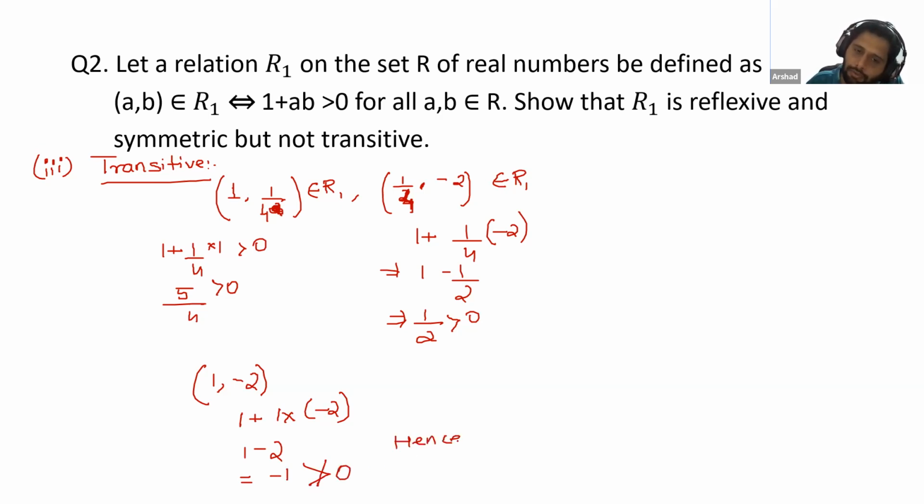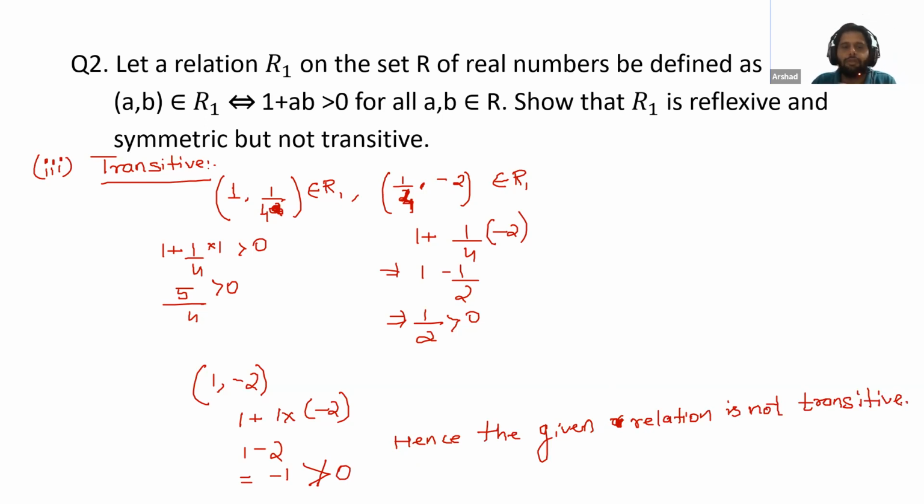Hence, the given relation is not transitive. Okay, understood this? How you need to solve this question? They are saying that this should not be transitive. So you need to take an example. You need to take two values which will satisfy the relation, and the third will not satisfy this relation. Okay. So please note down this and then raise your hand if this is clear to you and you have completed this. Then we will start the next question.